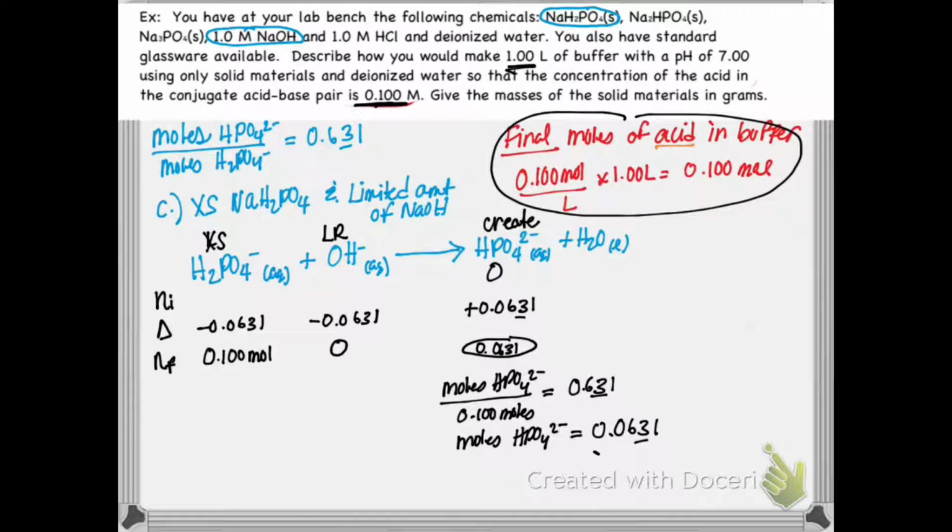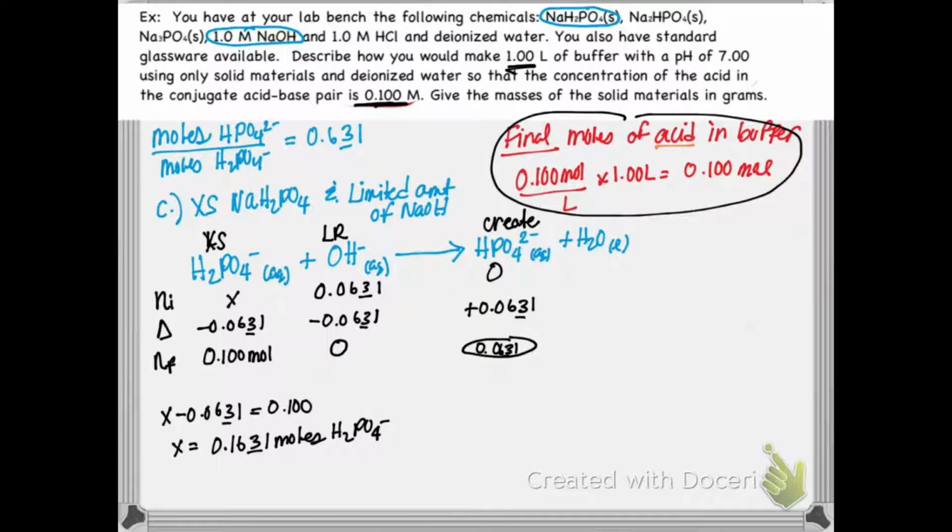So obviously that means we are starting with 0.0631 moles of the hydroxide and X amount of our H2PO4-. So X minus 0.0631 equals 0.1 moles. Do our simple addition to figure out how many moles of the H2PO4- we want to use: 0.1631 moles. That's how much we want to mix in. Some of it's reacting, right? We have leftover excess. That's part of our buffer.